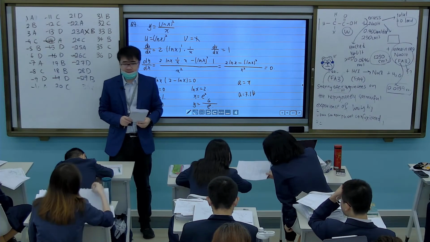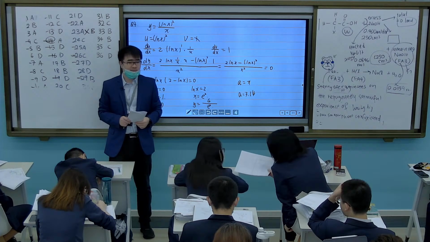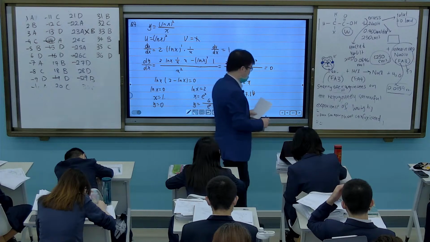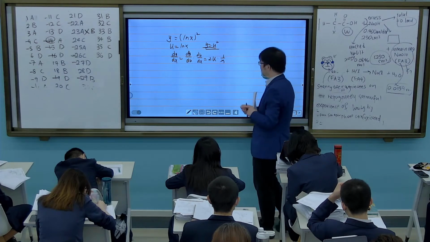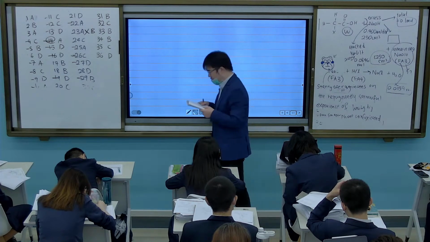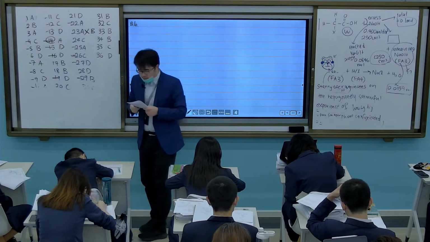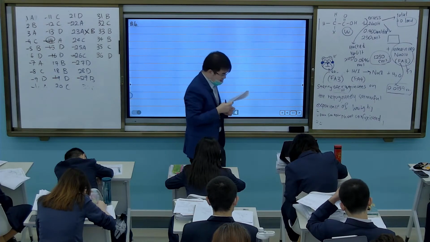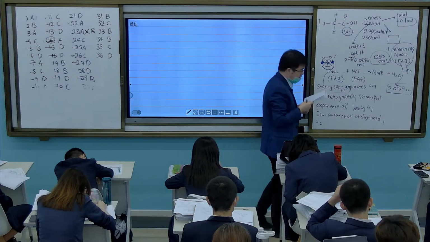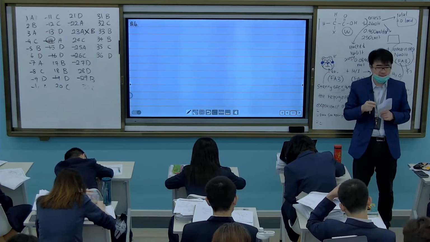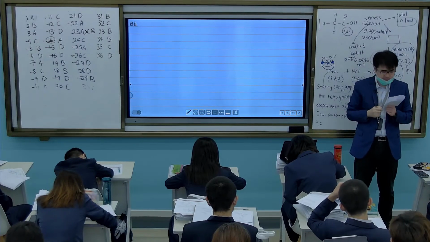No more questions? If not, let's talk about the parametric function, differentiation of the parametric function. Question number 4 gives you x equals t plus cosine t, then y equals ln of 1 plus sine t, and t is in the range from negative pi over 2 to pi over 2.